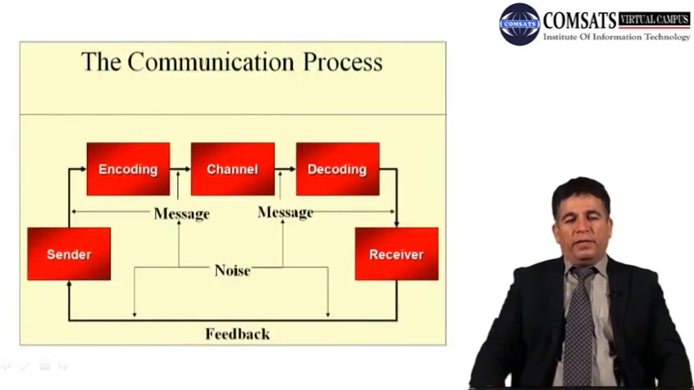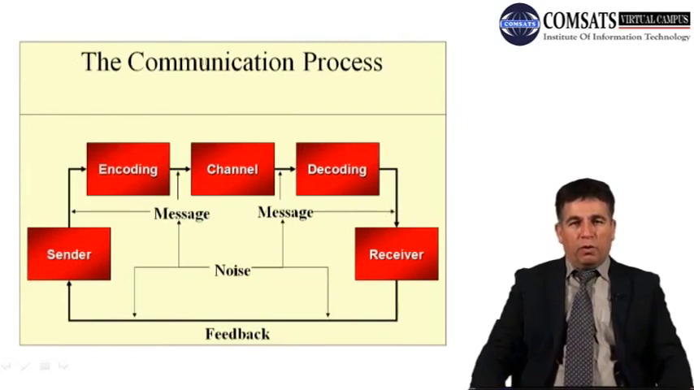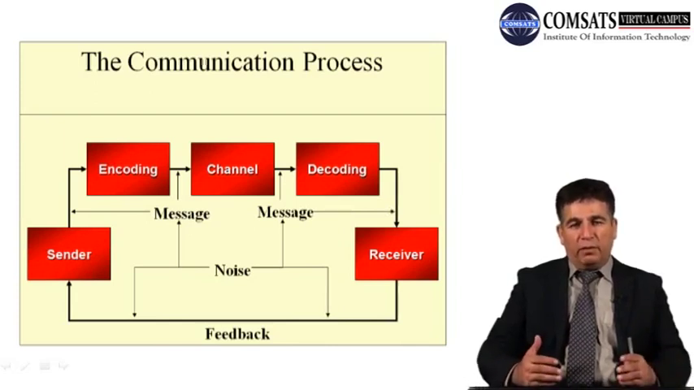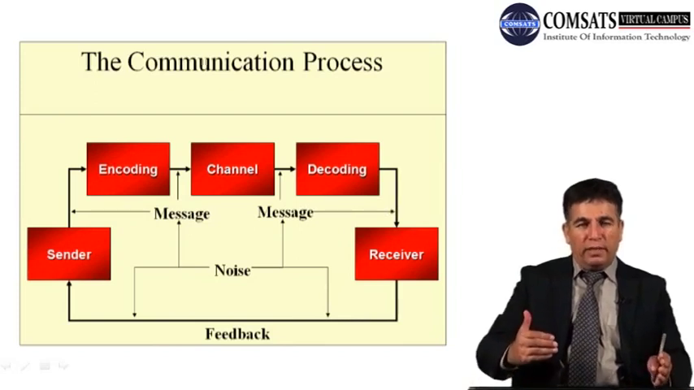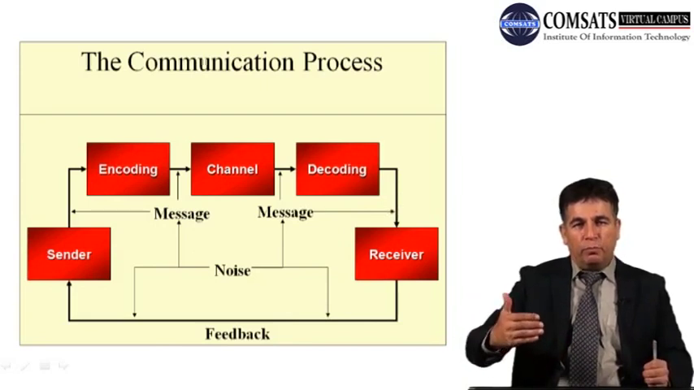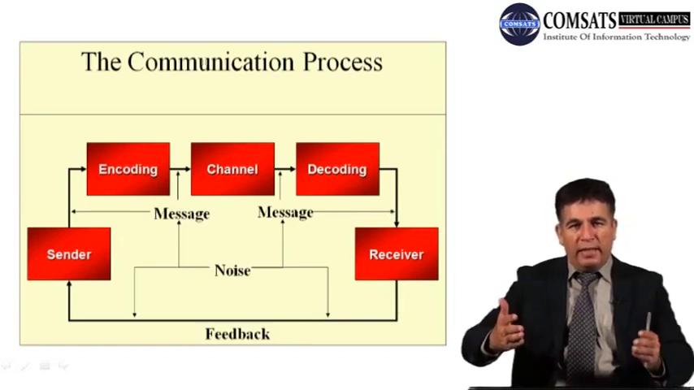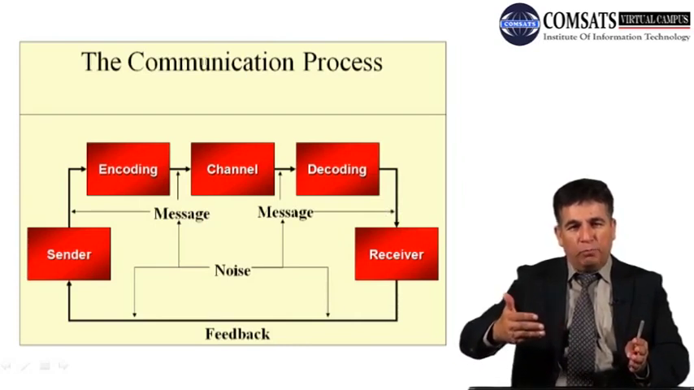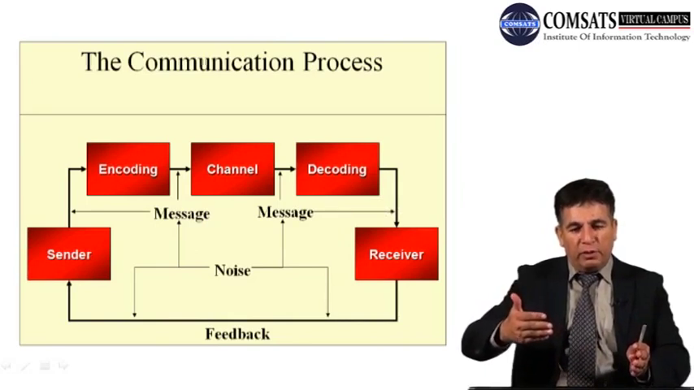Now this is called a communication process model. On one side you see that there is the sender, on the other side we have the receiver. Now the sender is encoding the message and sending that message with the help of a channel. Now the channel could be television, radio, some office letter, memorandum, face-to-face communication. So any media, with the help of that channel, the sender is sending that message.